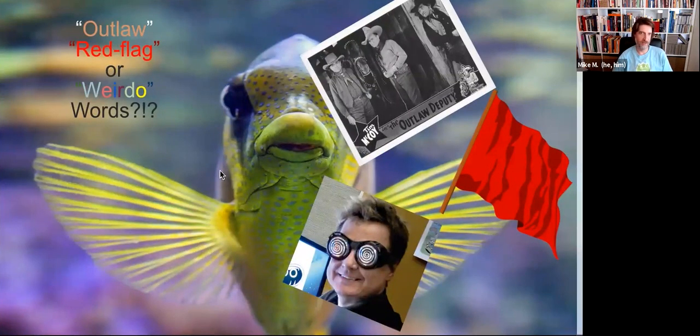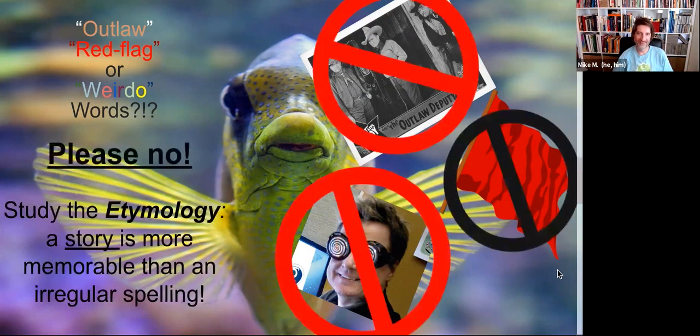So I really dislike that she refers to outlaw, red flag, or weirdo words. This is a very Natasha background. Please know, study the etymology, right? There's a reason why those spellings are crazy. They're crazy because they have a history, and that's how they got that way. It's much more memorable to study a story than it is to study an exception. This is a random misspelled word, non-phonetic word. It's just an outlaw. No, there's a reason why it's there, especially these Anglo-Saxon words.